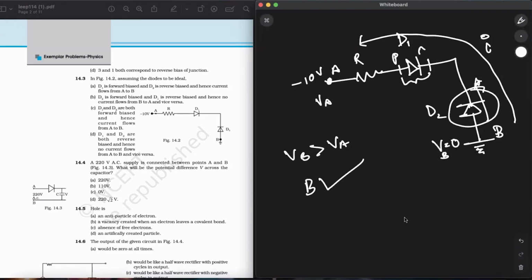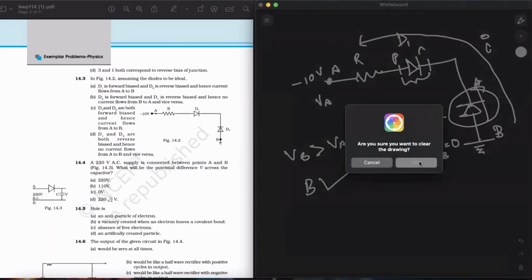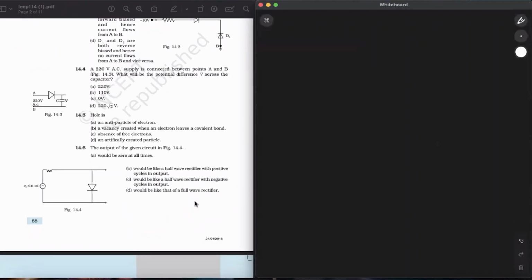Okay. Now moving on to the next part. A 220 volt AC supply is connected between the points A and B. What will be the potential difference V across the capacitor? Okay, so there's a 220 volt AC supply connected between the points A and B. What will be the potential difference V across the capacitor? Okay, so let's see. Since that is an AC supply and the options have been given, we'll just calculate it.